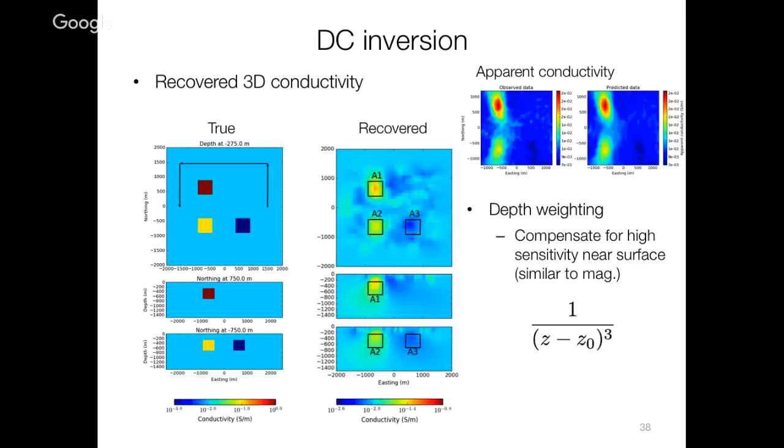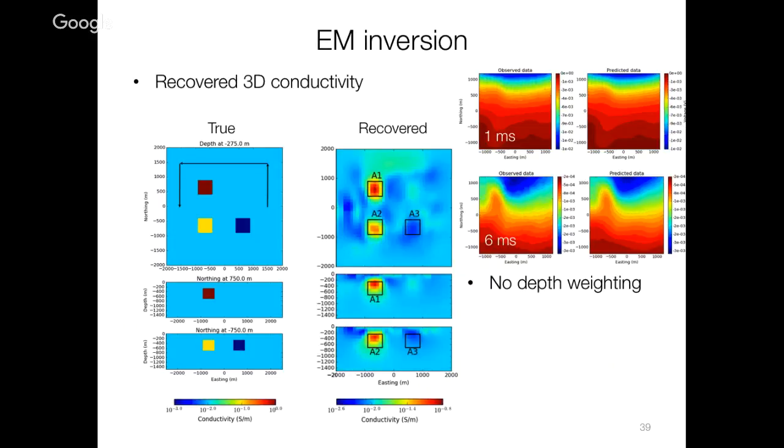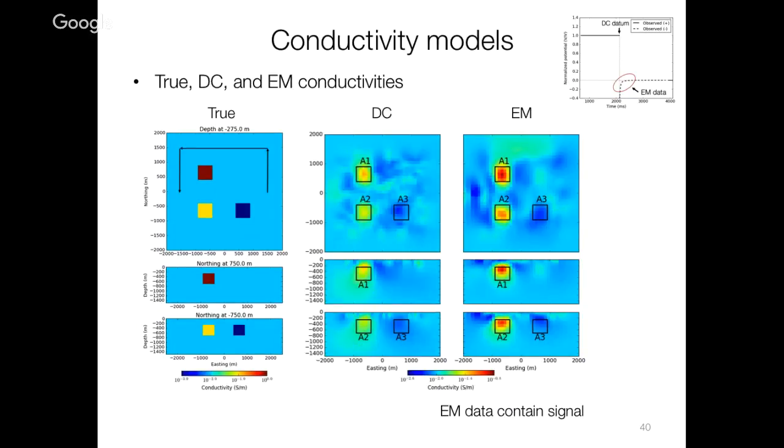However, if you work with the early time channels and invert those in 3D, you actually get out a very nice conductivity model. So there's no muss, no fuss here. There's no additional weighting. You just invert those data. And just to compare, this is where we ended up. What the conductivities were from the DC, you ended up with this. For the EM, you actually do better.